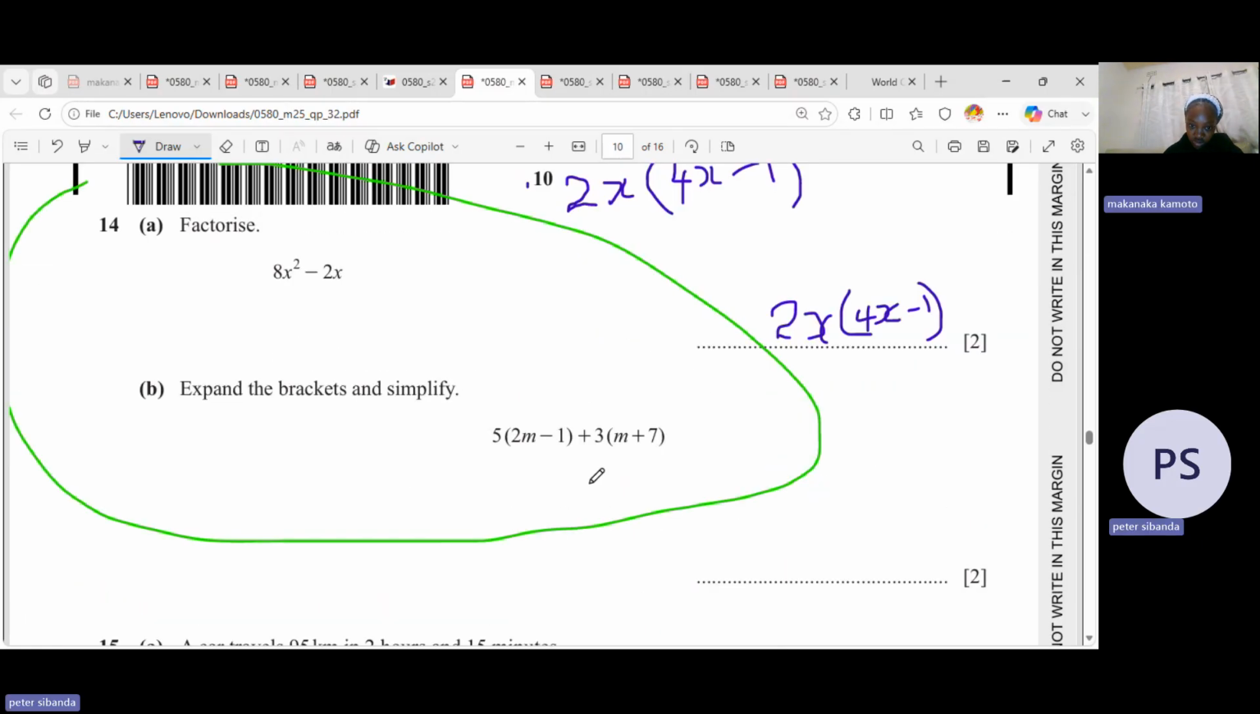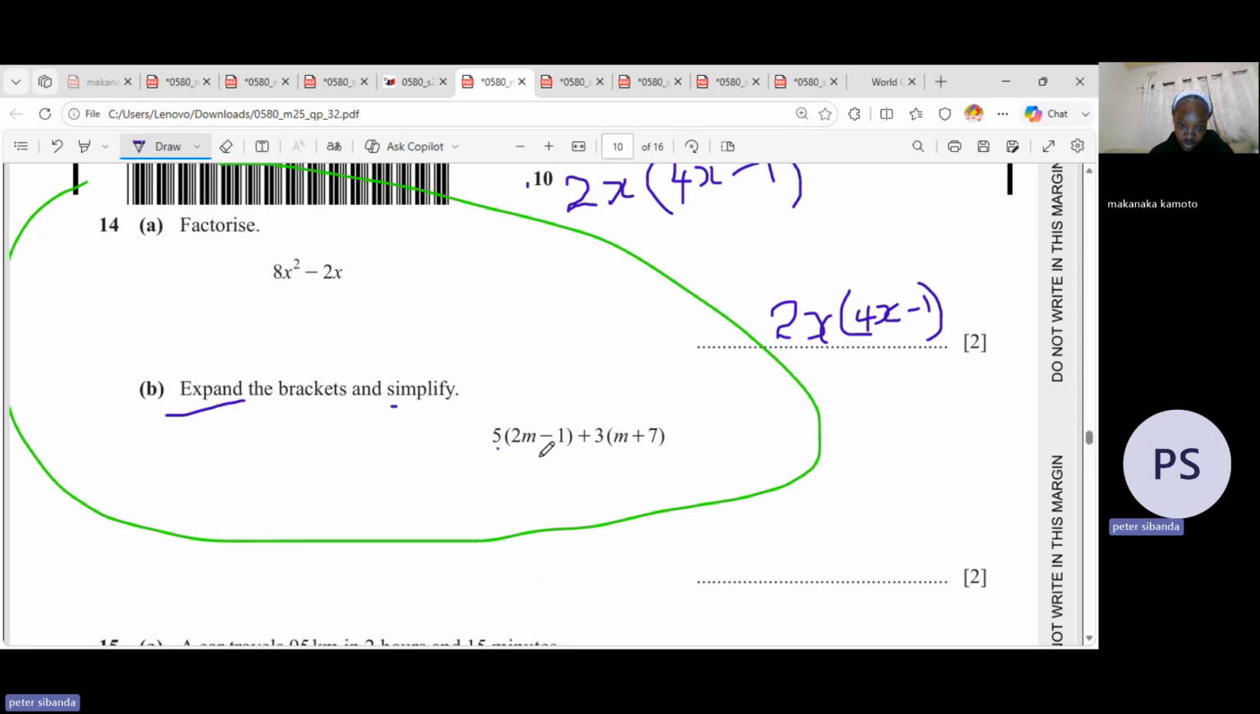Okay, next. 5(2m minus 1) plus 3(m plus 7). Yeah, this is the opposite of factorization. These things are already factorized in some way, but not really complete. When you say expand, it means remove the brackets. And simplify means after that, group like terms together and see how it works out to be a bit simpler or shorter. So removing brackets, this 5 you have to multiply everything inside the brackets.